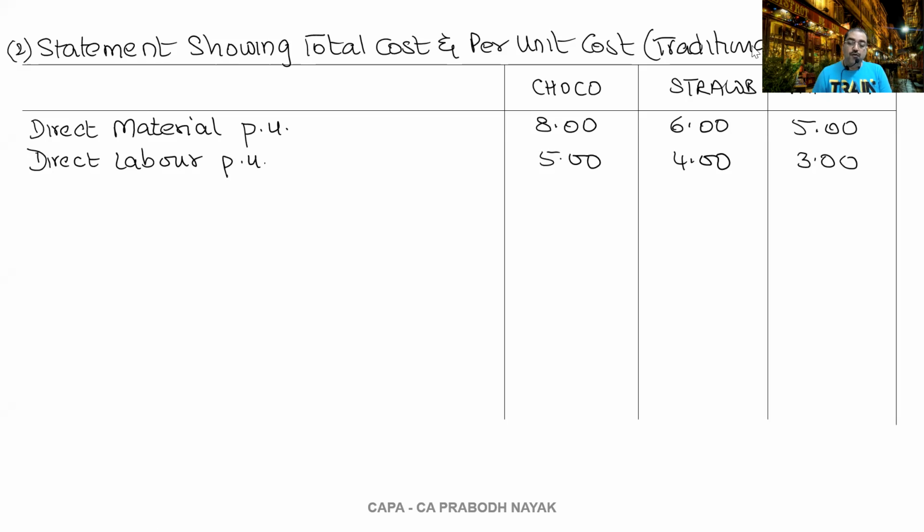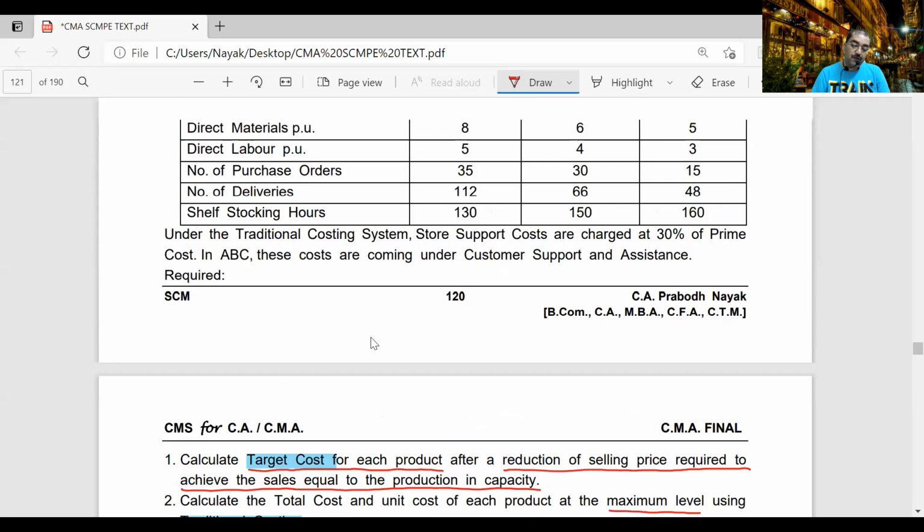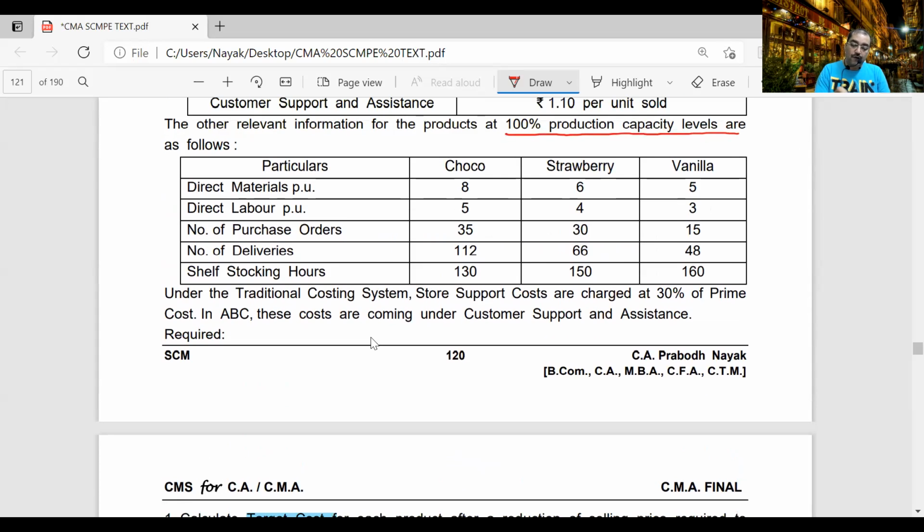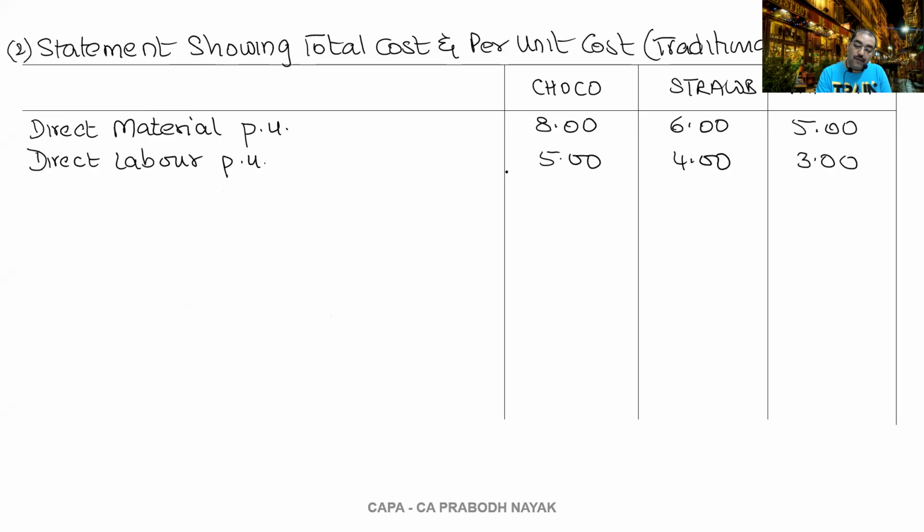Now, let us come back to the question first. We are doing traditional costing, so what is relevant for us now? See here: under traditional costing, store support costs are charged at 30% of prime cost. And what is prime cost? Direct material, direct labor, direct expense. Direct expense is not there, so direct material plus direct labor will be prime cost. After calculating direct material and direct labor, I will take their total, and we call this total prime cost.